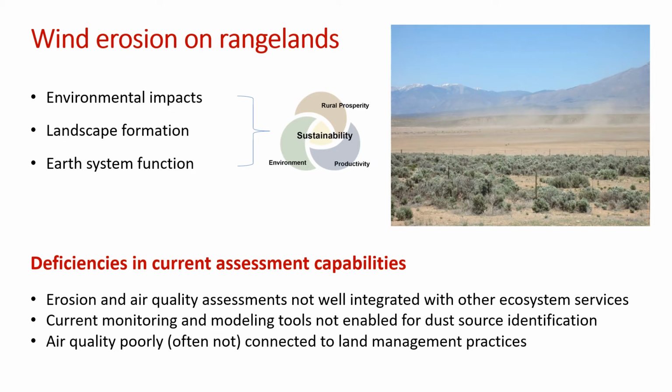Thus, wind erosion has a number of significant impacts on rangelands. Despite this recognition, a number of deficiencies in current assessment capabilities exist. Erosion and air quality assessments are not well integrated with other ecosystem services. Current monitoring and modeling tools are not enabled for dust source identification, and air quality is often poorly connected to land management practices.